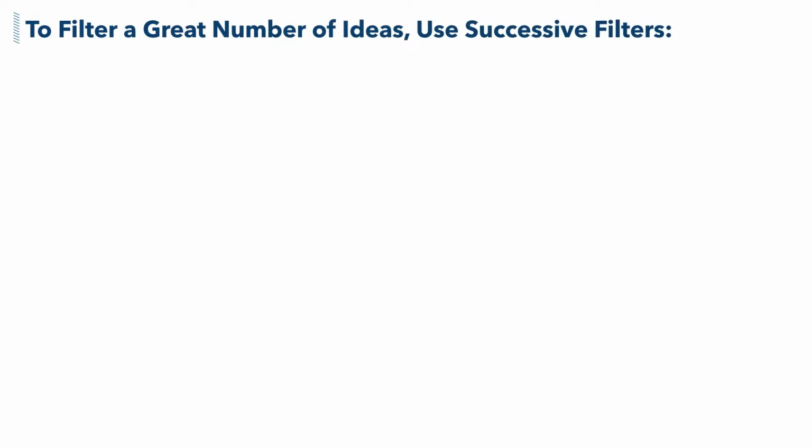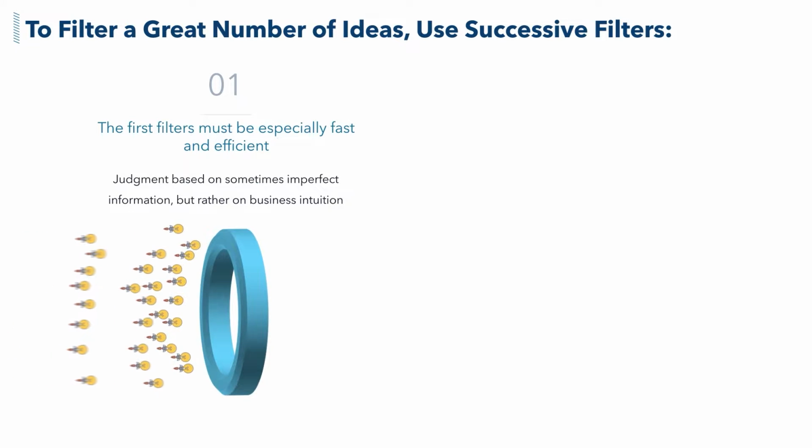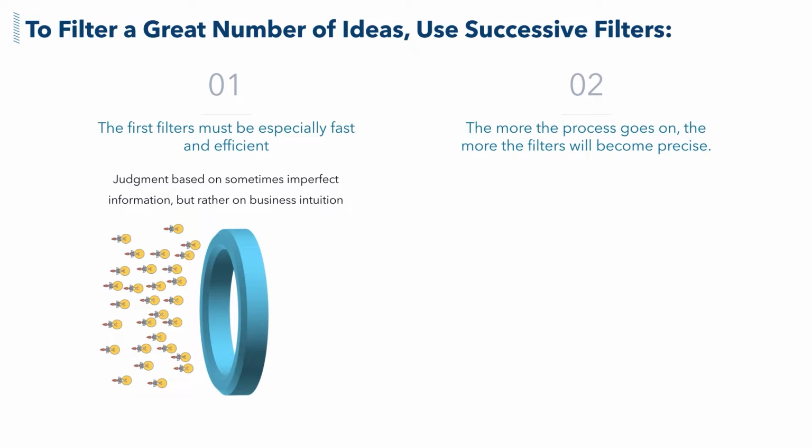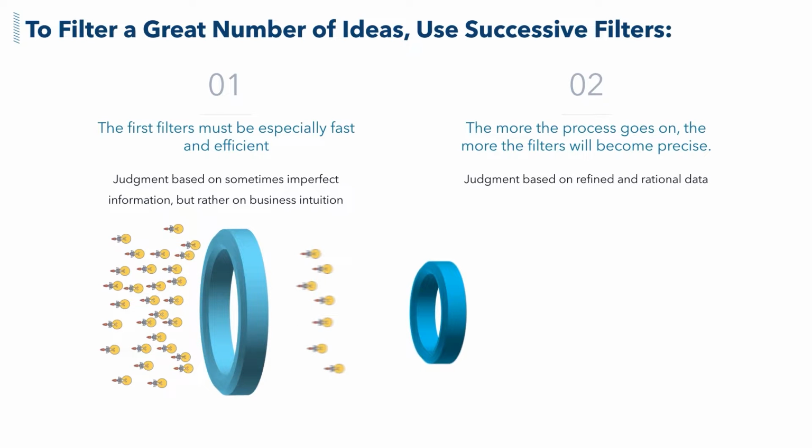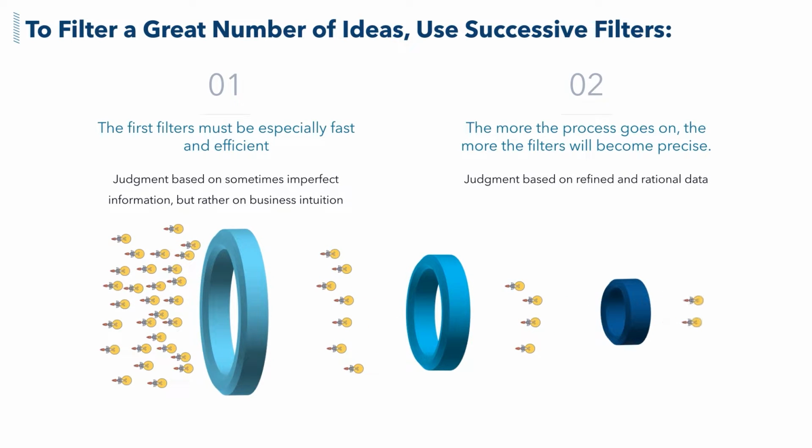To filter a significant number of ideas, use successive filters. The first filters must be fast and efficient. The judgment here is based on sometimes imperfect information, such as the business intuition of a group. If you use Post-its on a wall, you could allocate stickers or points to the people in the room so that they will need to spend the points on a certain number of ideas, thus forcing a choice out of everyone. As the process goes on, the filters will be more precise. Then the judgment will be based on refined and rational data such as criteria.